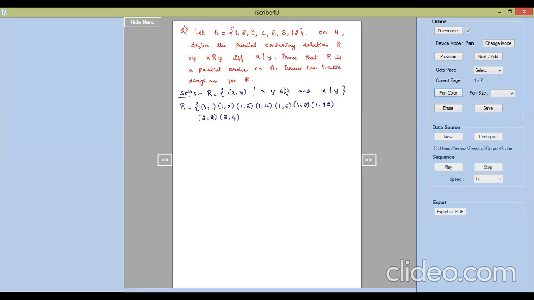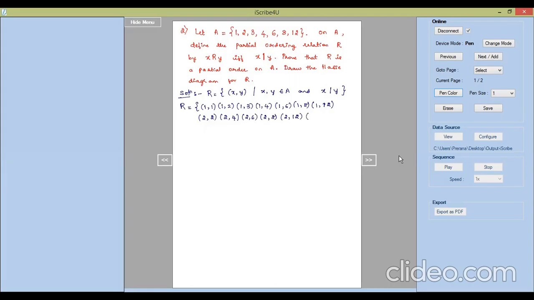2 divides 4, no? 2 divides 4 because when I perform 4 divided by 2, it should be a whole number or an integer. Correct? So 2 comma 4. 2 comma 6 also we can write down, no? 2 comma 6, 2 comma 8, then 2 comma 12. 2 divides each of these even numbers. 2's work is over. Now we will move ahead to 3.